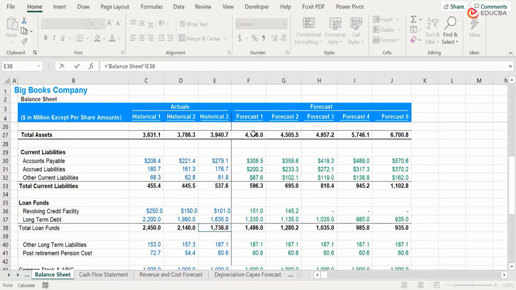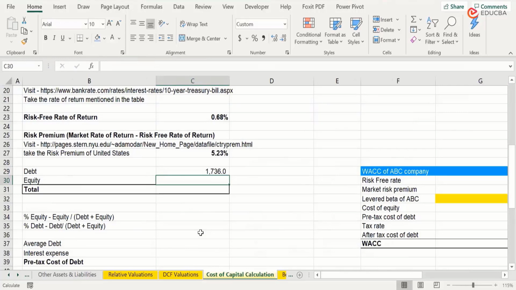Anything in the green zone is forecast, that is something not fact, that is based on our assumptions, which we need to get cross verified later. So 1736 is the total amount of debt that we have. All right, and let us just calculate the equity part as well.